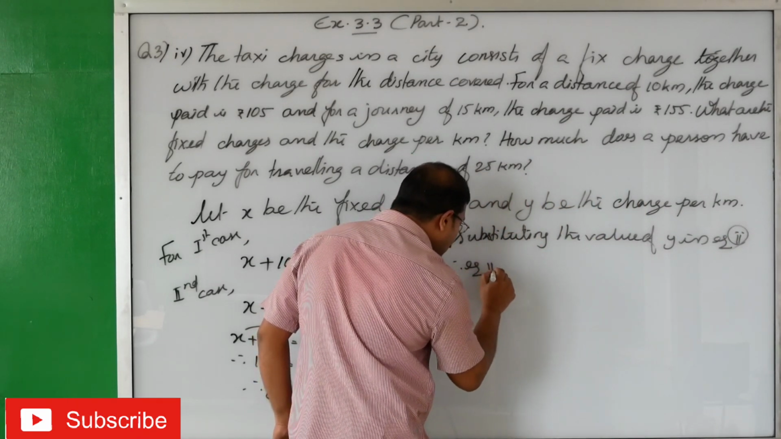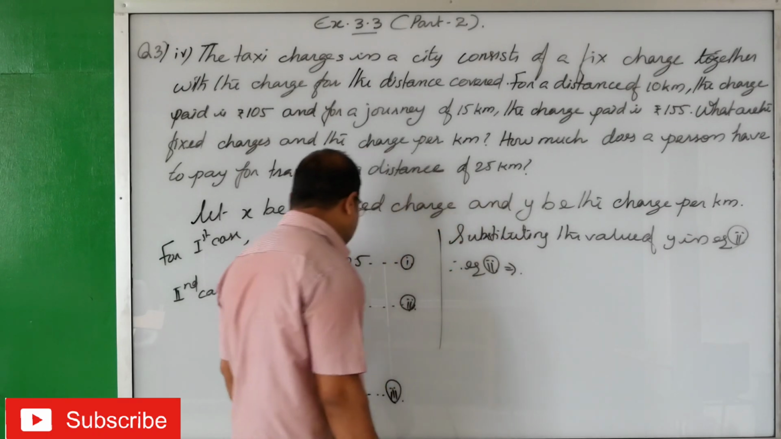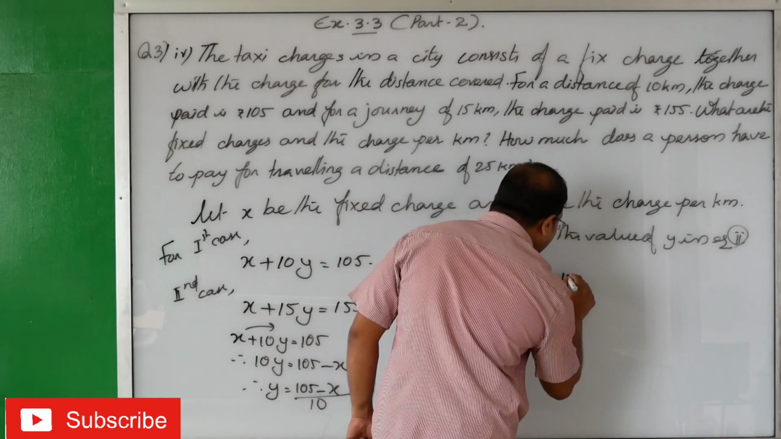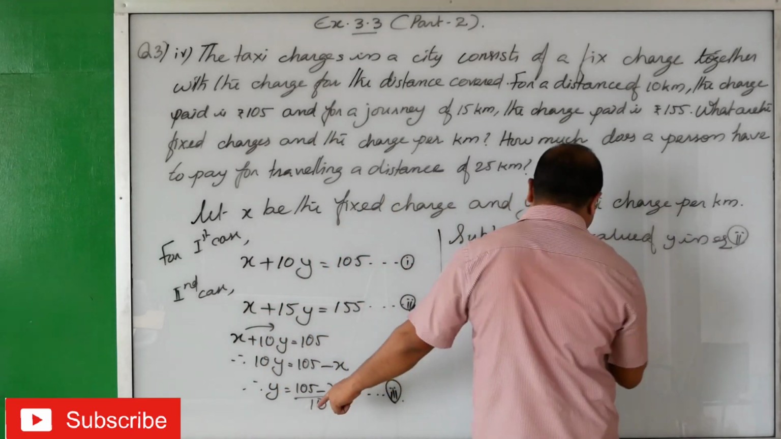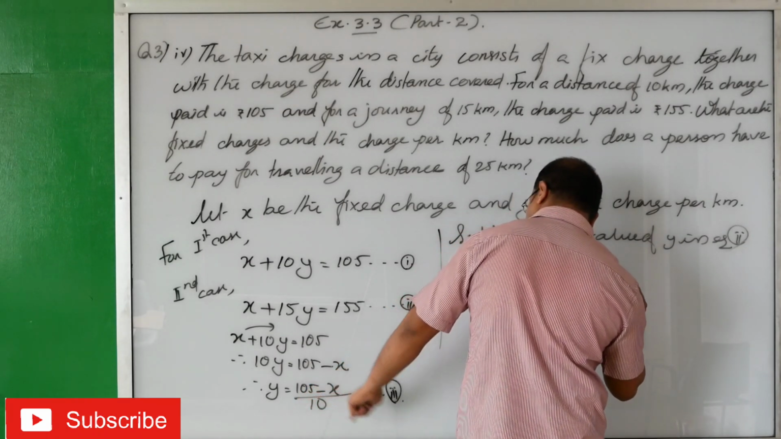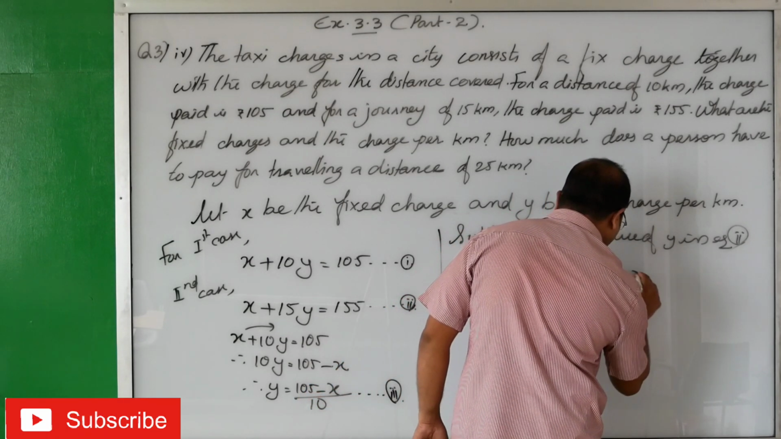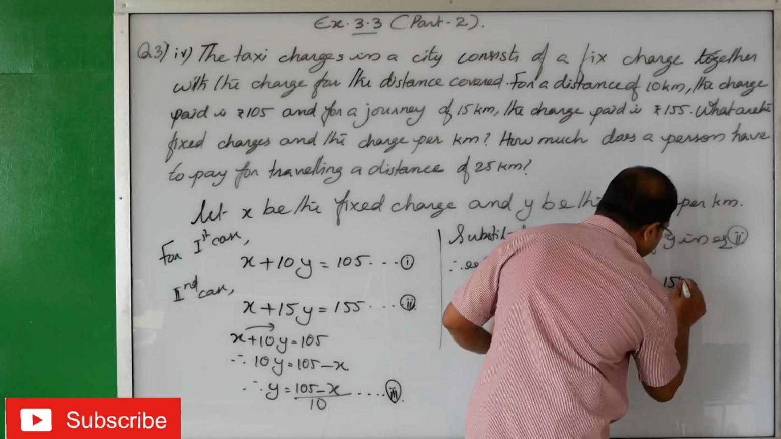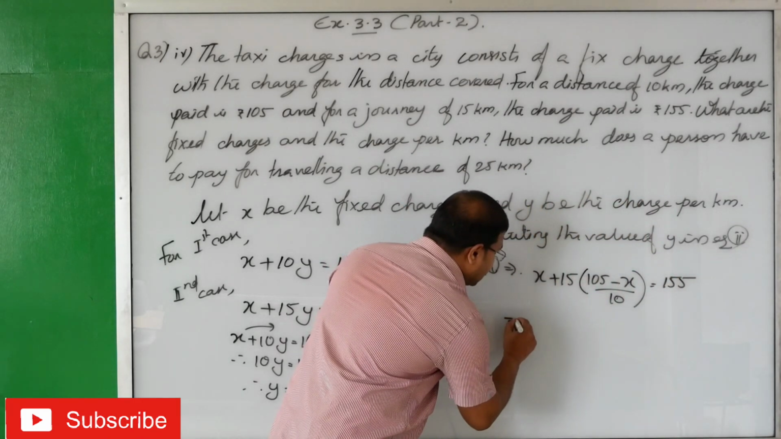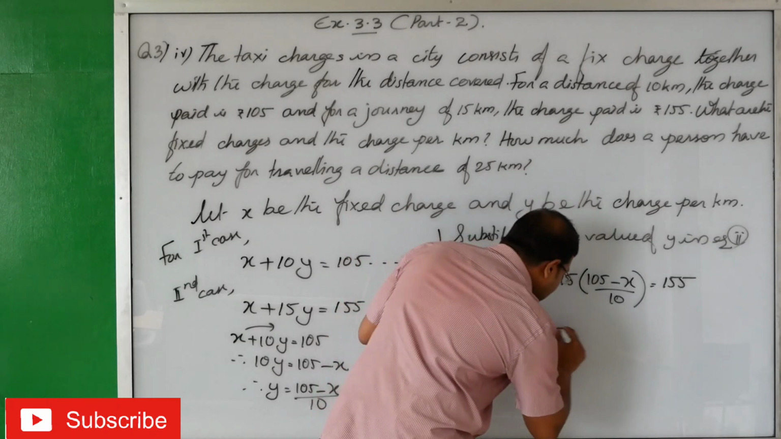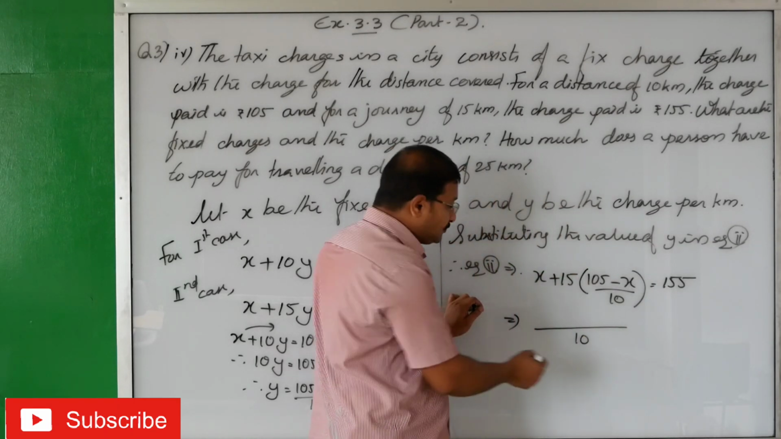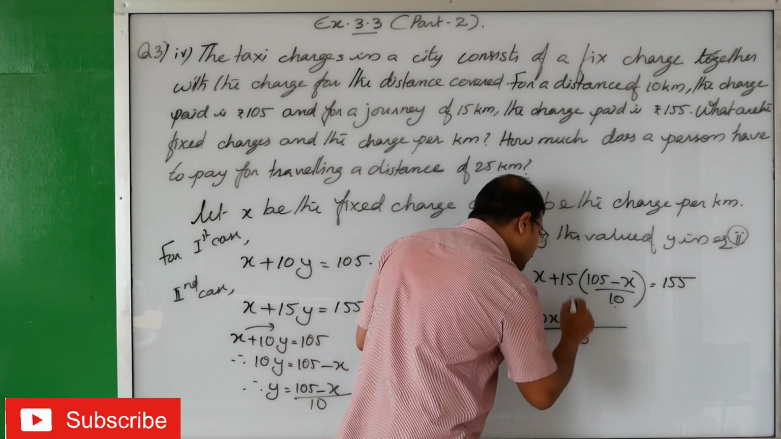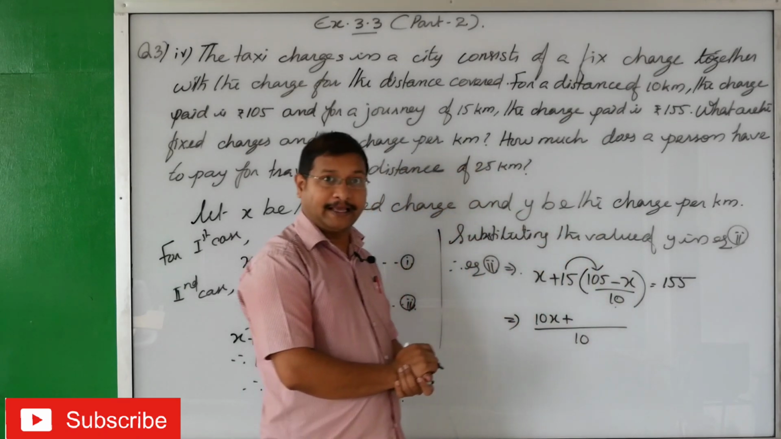Therefore, equation 2 implies the second equation. What is the second equation? X plus 15Y. So, X plus 15 into Y. In place of Y, what will you write? 105 minus X by 10. 15Y equals 155. Ready? This implies we can take LCM as 10. That means 10, after that, 10 into X, 10X. Ready? Plus 15 into 105. We have to multiply, isn't it?